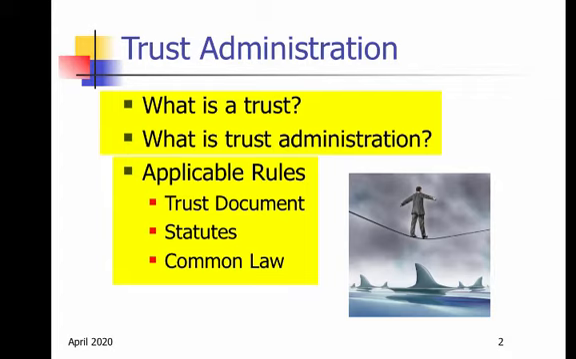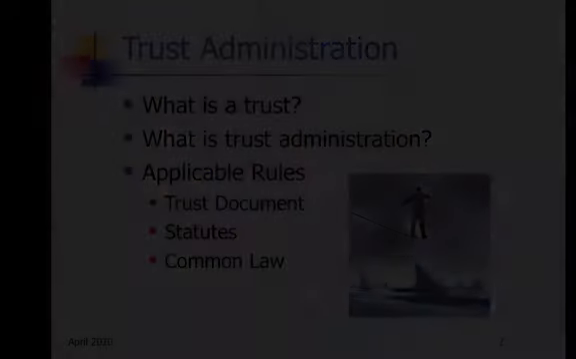But some of the rules are also found in our statutes, which cover trust relationships. Effective January 1, 2020, many of the statutory rules can be found in the Uniform Trust Code, and the rules are also found in the common law. That means in court cases that have dealt with trust issues starting many hundreds of years ago.